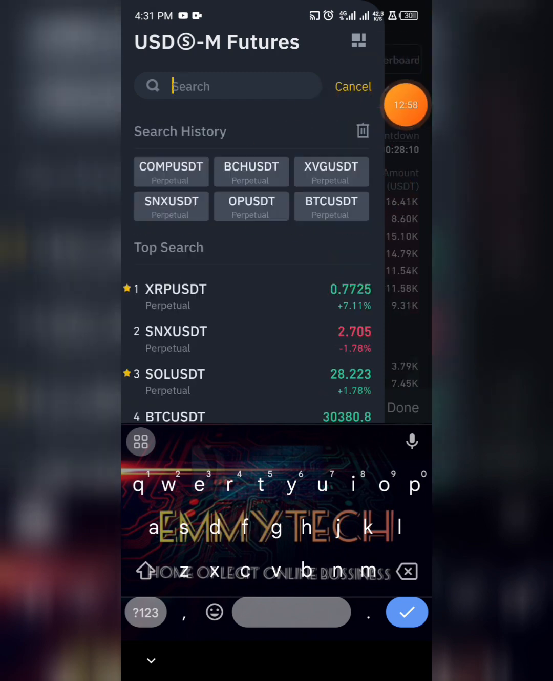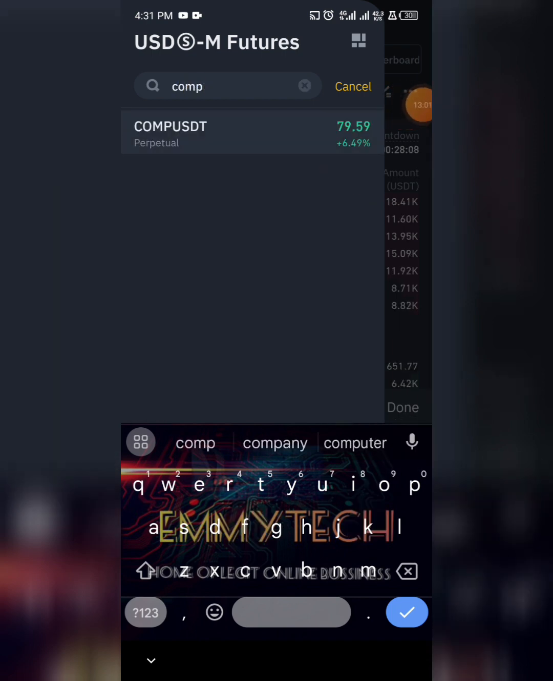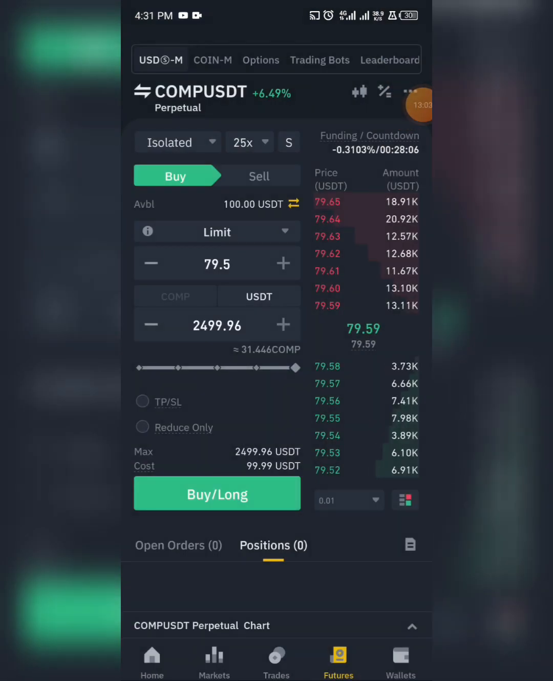Okay, so let me trade on COMP/USDT. I've dropped a few signals today in my group where people traded and made a lot of profit. So when you search for the coin and you have selected it, whatever signal is dropped, there is always an entry price. For instance, I drop a signal that on COMP, I want you to long it.